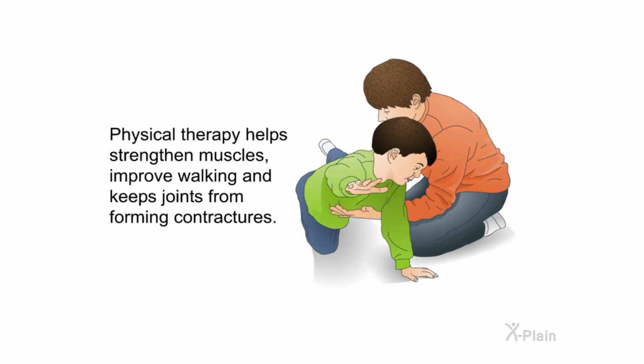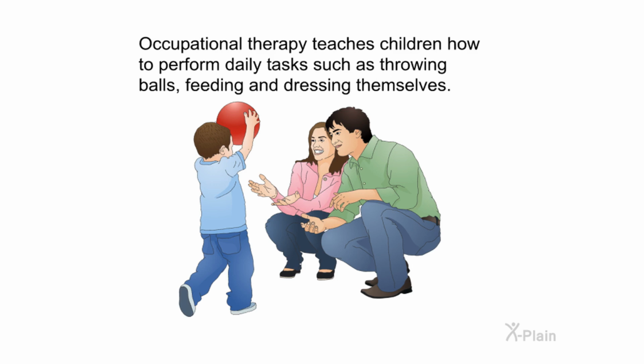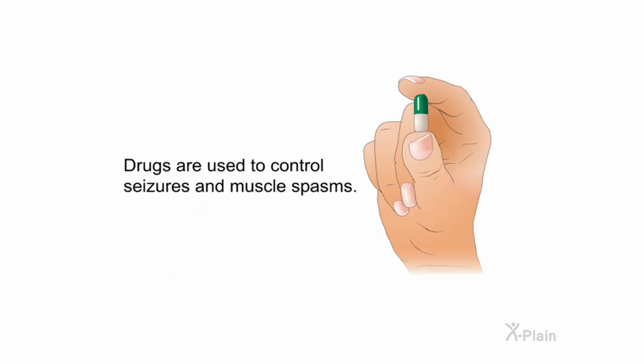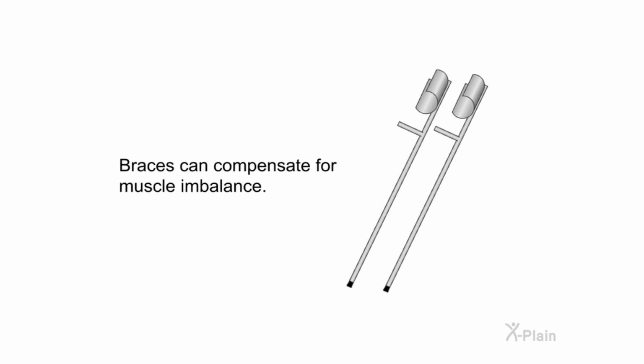Physical therapy helps strengthen muscles, improve walking, and keeps joints from forming contractures. Occupational therapy teaches children how to perform daily tasks such as throwing balls, feeding, and dressing themselves. Speech therapy helps improve speech, understanding, and swallowing. Drugs are used to control seizures and muscle spasms. Braces can compensate for muscle imbalance.